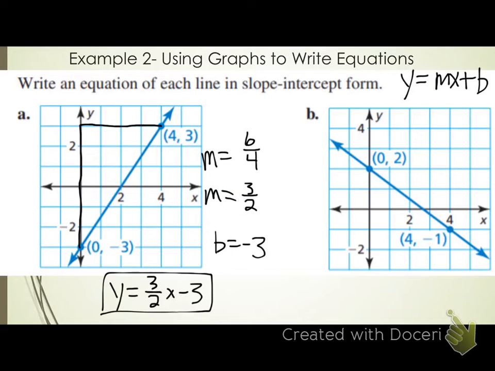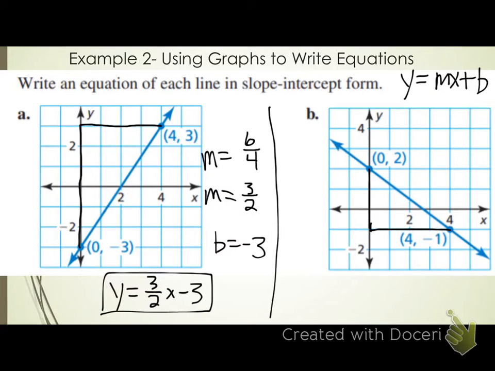You okay with that? Still pretty easy, hopefully? Just taking it a step farther, I've got to find the slope myself, and then I've got to identify the y-intercept myself. Letter B. What do you think we need to find first? The slope. Yeah, let's find the slope first. Once again, rise over run. Draw my triangle.